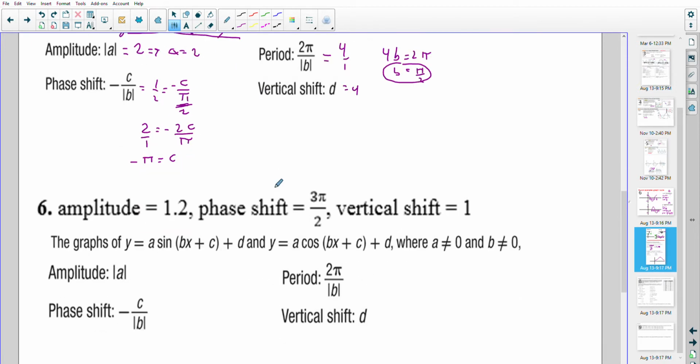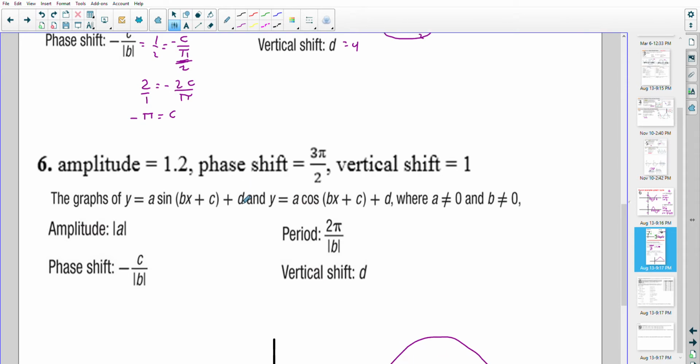Looking at the next problem, doing the same type of thing. In this case, your A equals 1.2. The period, it doesn't say anything about. So the period is going to be equal to 2 pi, just as normal. So your B is equal to 1 if you solve for B. Phase shift, 3 pi over 2. Your B equals 1, so your C is equal to a negative 3 pi over 2. And the vertical shift is 1.